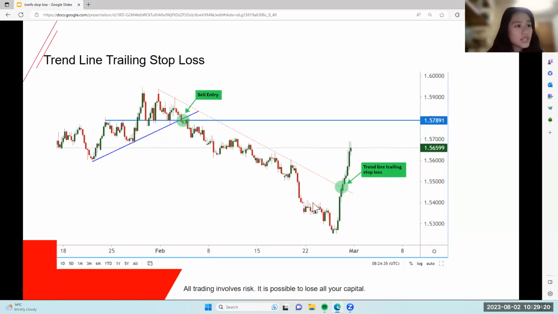Here we have trendline trailing stop loss. Remember, for a valid trendline, you need at least 3 touches for it to be valid. Here we have 1, 2, 3 over here. Okay, so the same concept on the same chart, we have this trend line with price moving downwards, and once price starts reversing, even though it's reversing, we are not stopped out yet until it hits the trend line, and then we are stopped out.